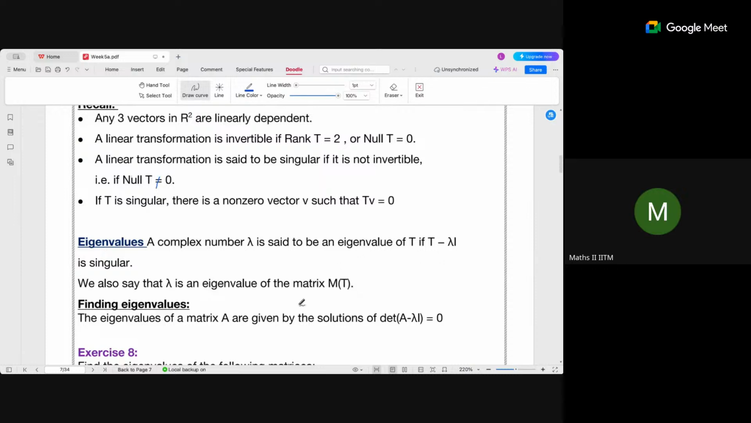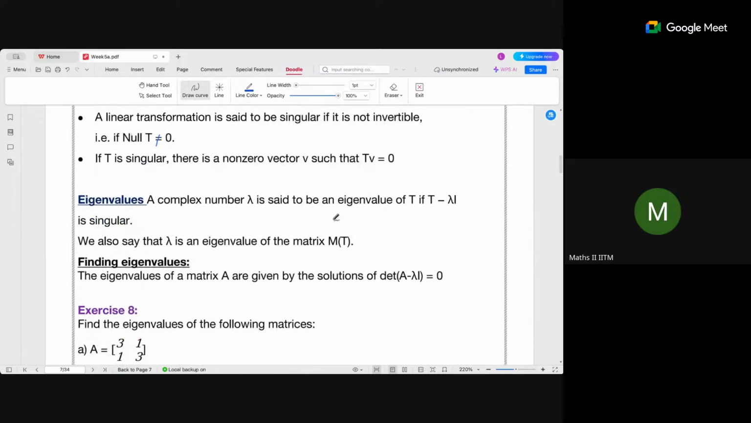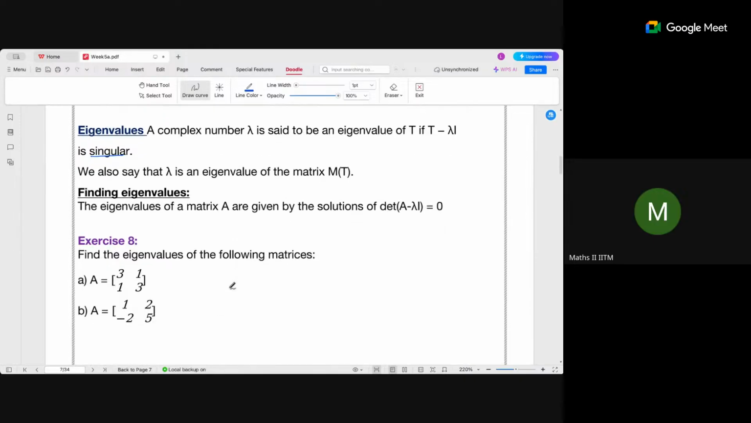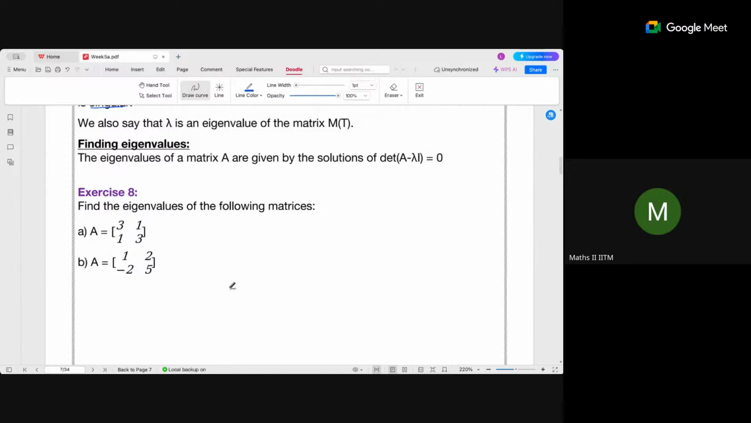And how are we going to find the eigenvalues of this matrix? We are going to compute the determinant of A minus lambda I. Because t minus lambda I is singular, this means that the determinant of A minus lambda I equals 0. So all the solutions of this equation are nothing but the eigenvalues of your matrix A. Let us do some very simple examples to understand this.